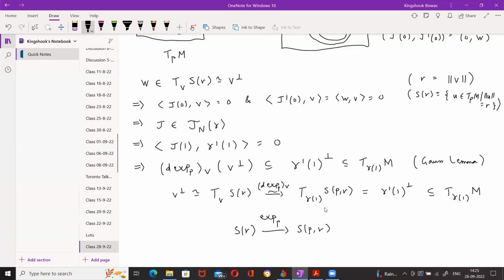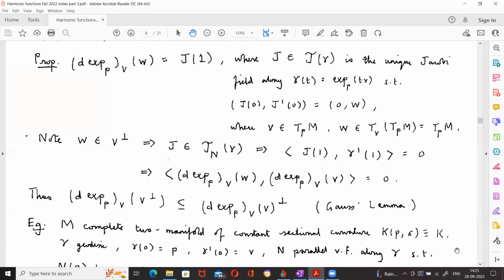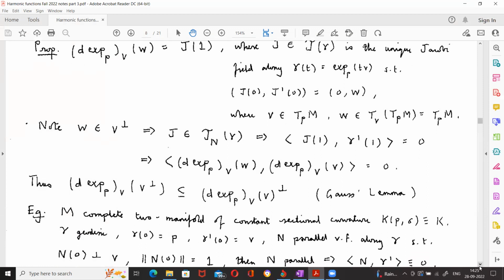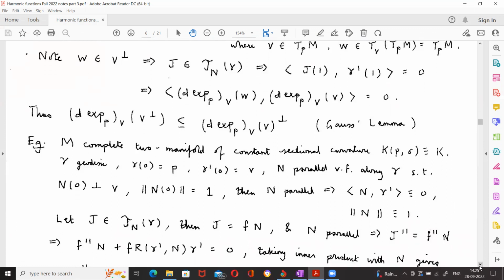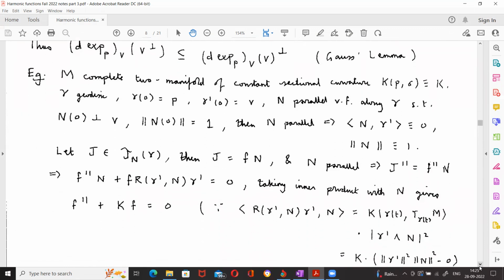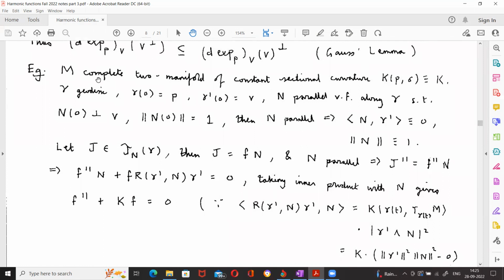So this is all I wanted to say about the Gauss lemma. Now let's carry on with the notes. So far we haven't actually computed any examples of Jacobi fields, right? So let's do that in the simplest case where M is a complete two-manifold, a surface of constant sectional curvature. Suppose the sectional curvature at all points is equal to a constant K.